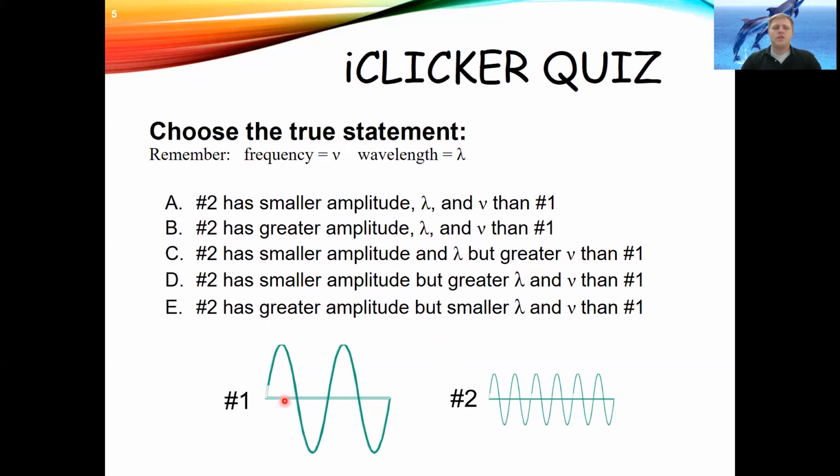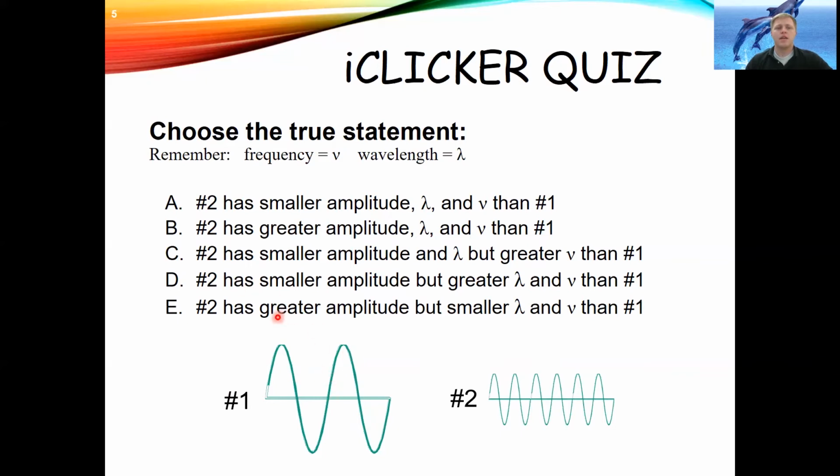All right, let's first look at these waves and figure out some properties of them. We can see that number 1 is higher or taller, so it has a greater amplitude than number 2. We also see that the wavelength on number 1 is longer than the wavelength on number 2. Since the wavelength is longer on number 1, that means that the frequency must be lower on number 1. So this one has a lower frequency than this. So now let's take that information and go through the statements A, B, C, D, and E to eliminate some and get to the right answer.